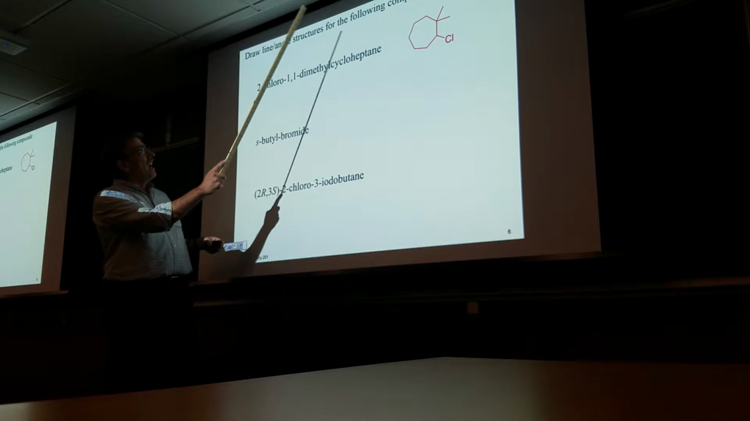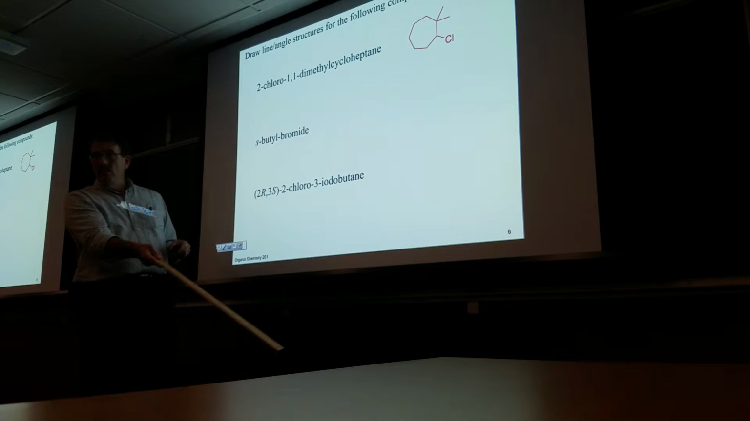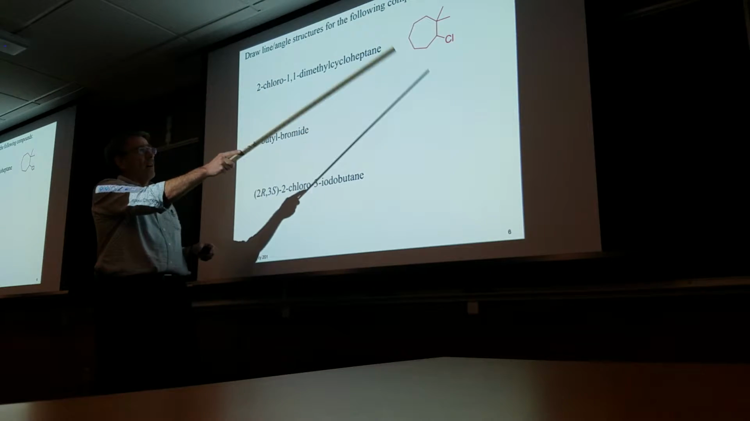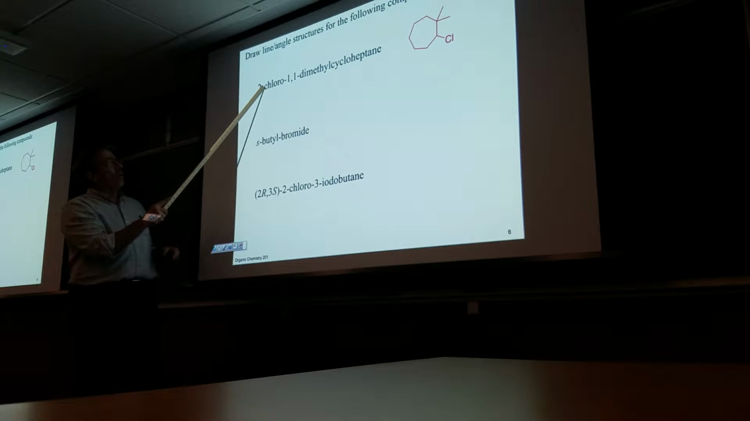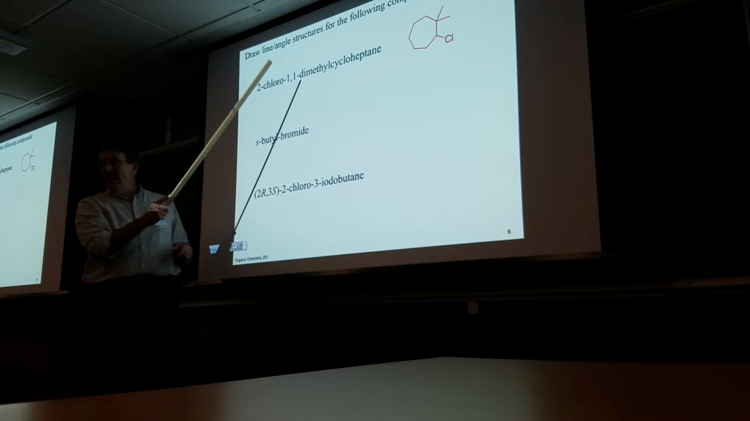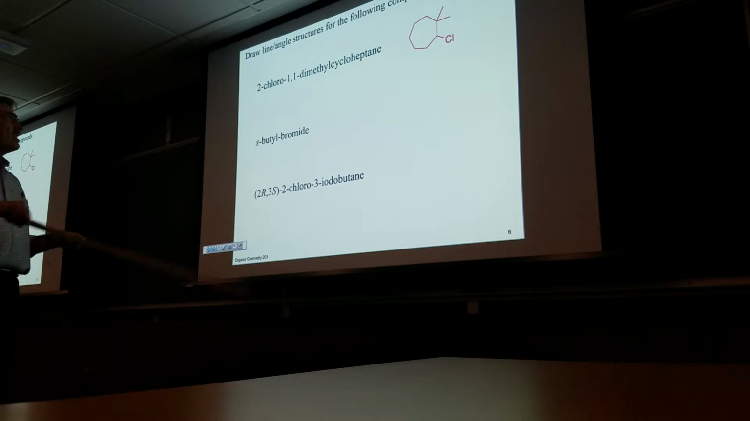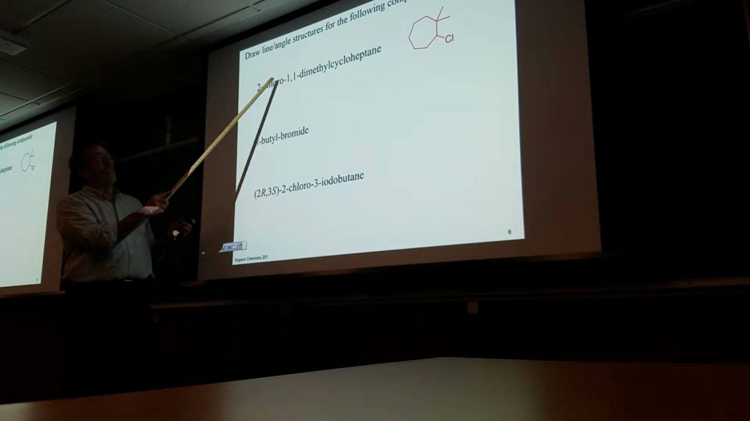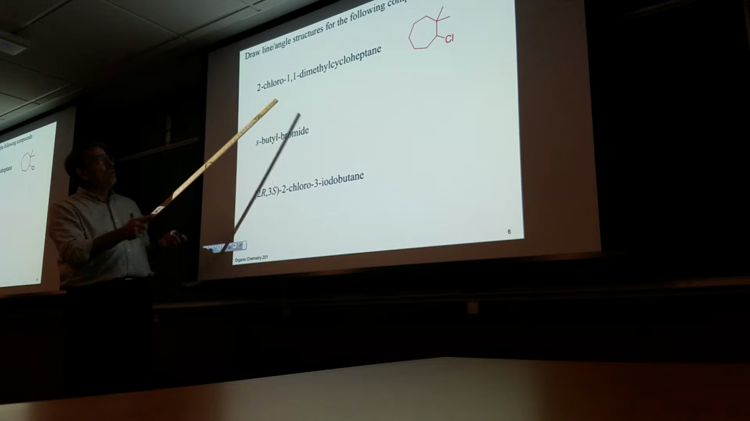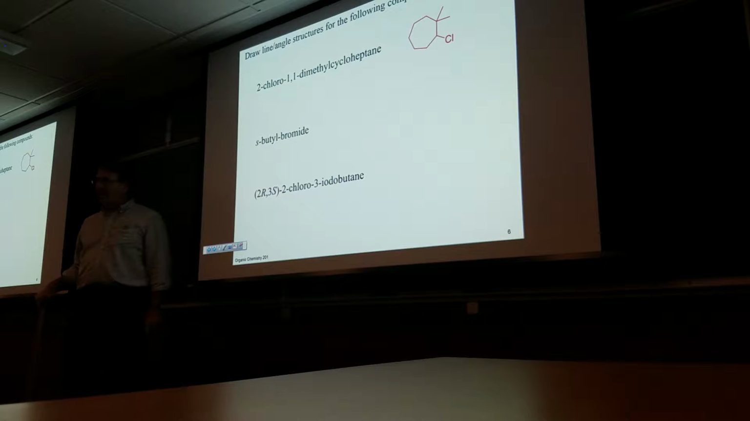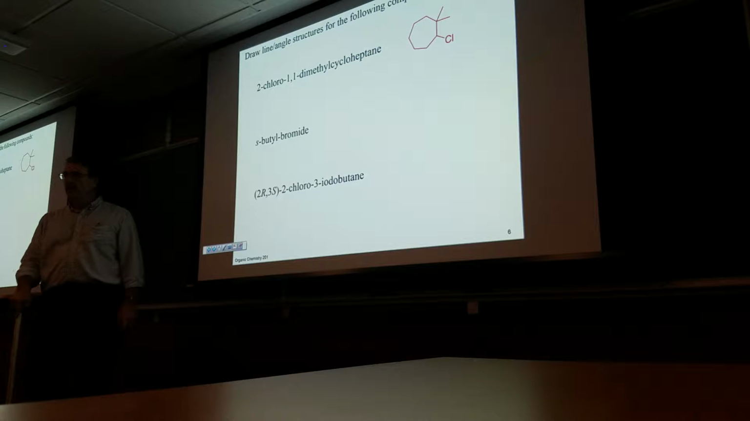So in this case, I have 1,1-dimethyl, because that's the most substituted carbon in my 7-membered ring. But chlorine comes before M, because the di doesn't count as alphabetical arrangement. So in this case, even if it did, D is after C, right? So this is 2-chloro-1,1-dimethylcycloheptane.